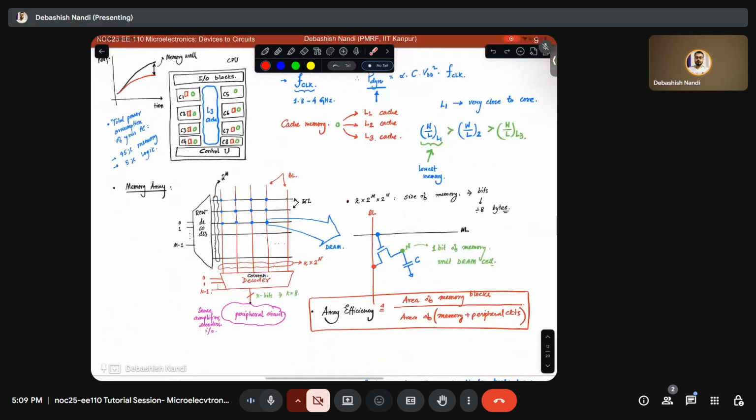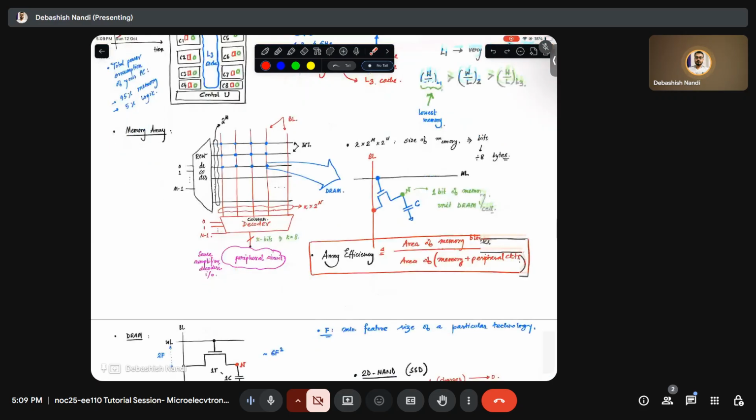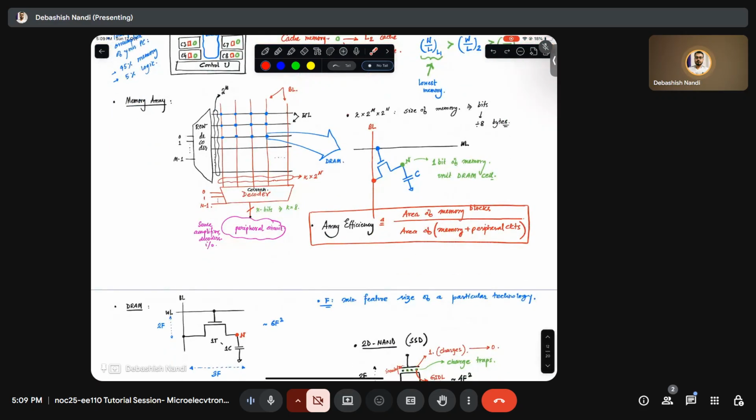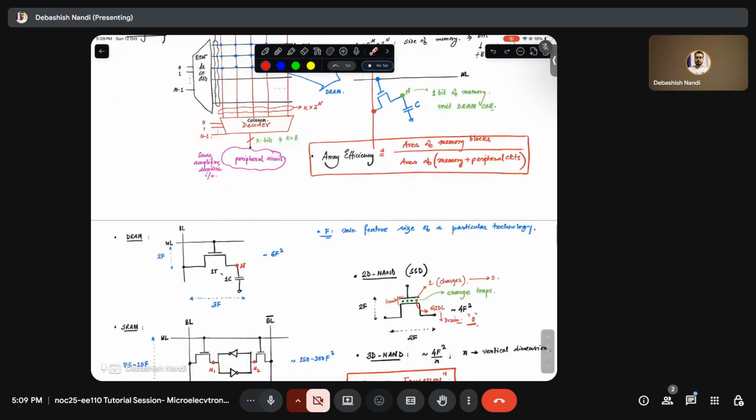Then we have shown them the memory array architecture. Then we have memory sizing, area efficiency. We have shown them how a DRAM cell sits at the memory crossbar and what will be the size of the crossbar, etc. Array efficiency we have emphasized because it holds a very important place in evaluating the designs of new technologies or new memory architectures.